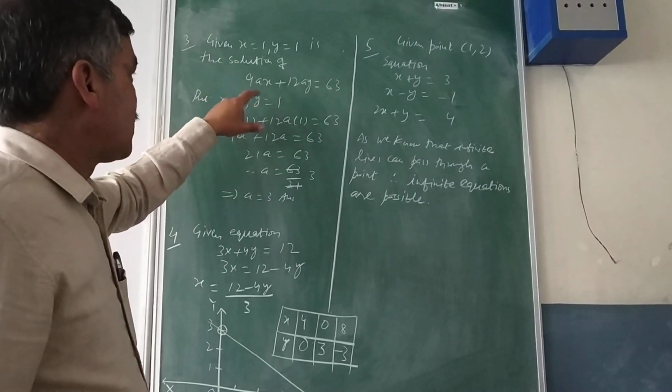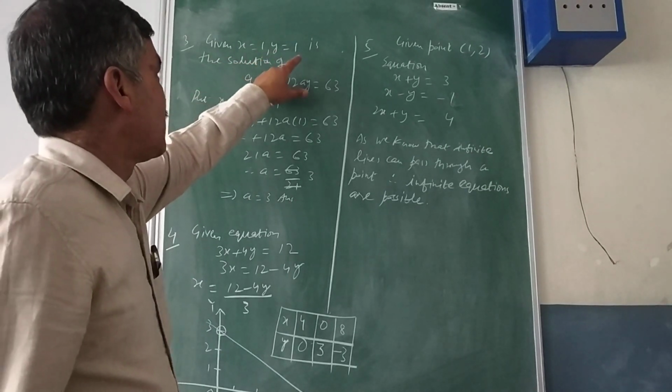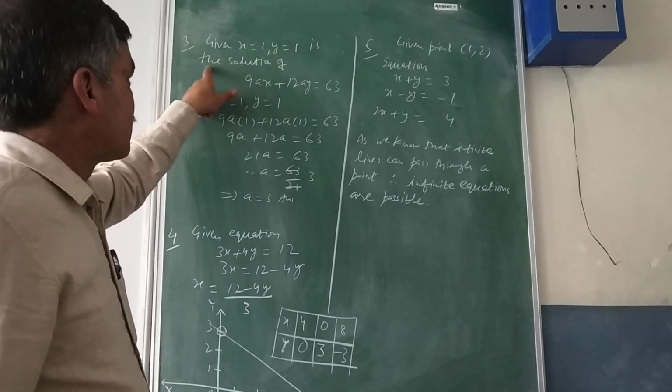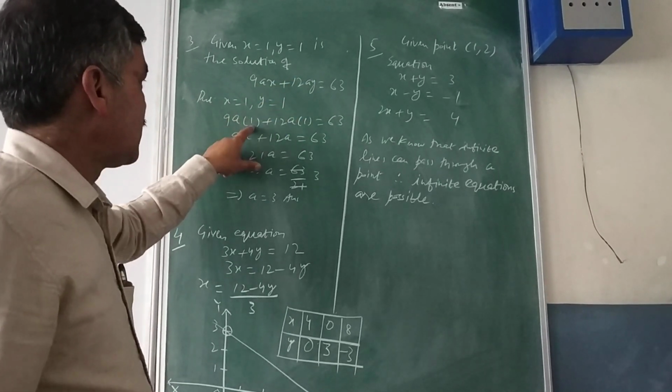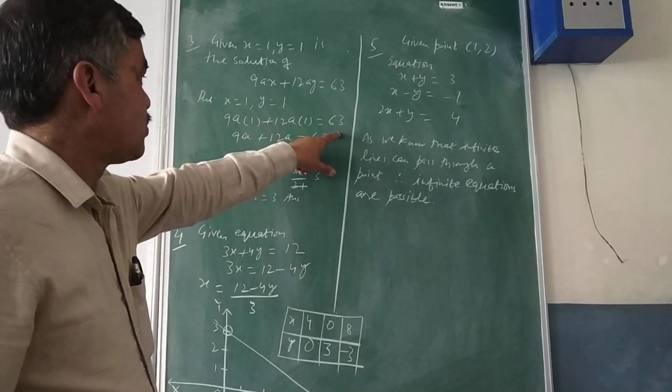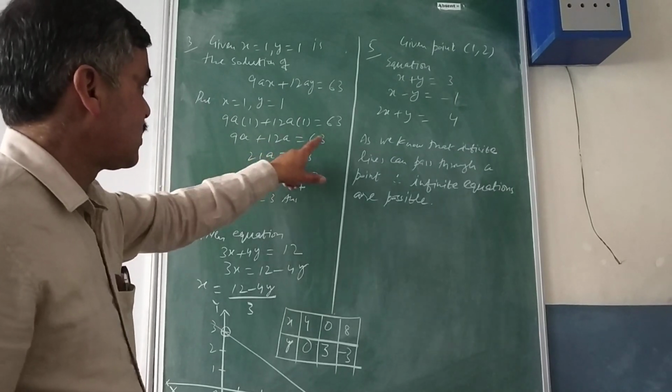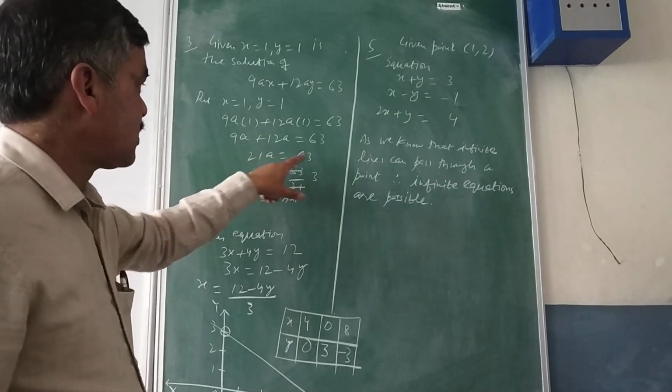So what happens here? Because x is equal to 1 and y is equal to 1 satisfies this equation, are the solution. So you substitute x by 1 and y by 1. So 9a into 1 plus 12a into 1 is equal to 63. You are getting 9a plus 12a is equal to 63. 21a is equal to 63.